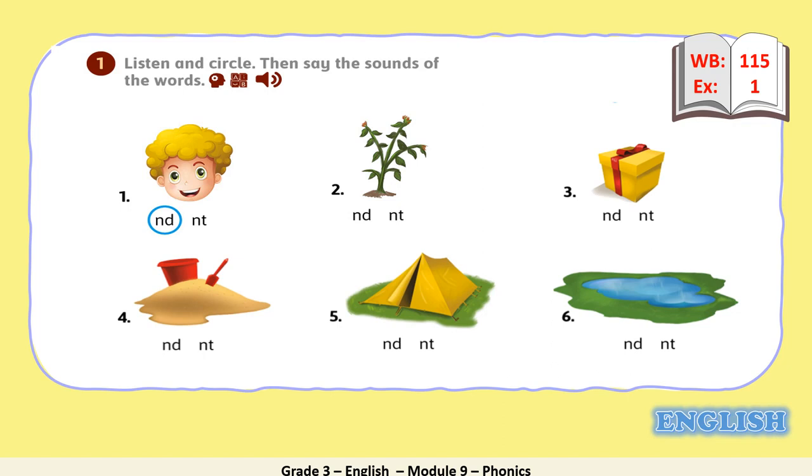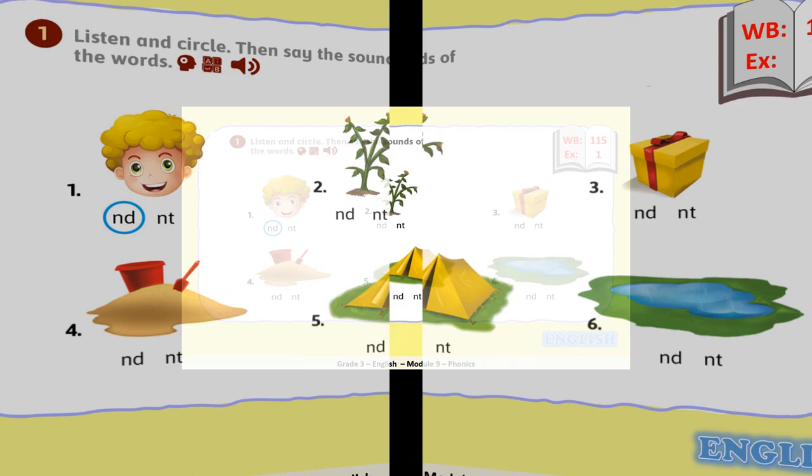Listen and circle. Then say the sounds of the words. 1. Blonde. 2. Plant. 3. Present. 4. Sand. 5. Tent. 6. Pond.